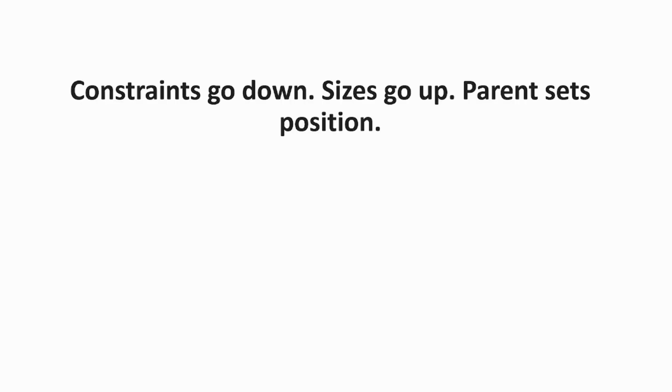Coming back to the slides: constraints go down, sizes go up, parent sets position. This is an important rule in Flutter. Every beginner Flutter developer has to know this. Constraints go down, sizes go up, parent sets the position. We will break it down, but before that, what are constraints? Constraints are basically four doubles, like four parameters: minimum height, minimum width, maximum height, maximum width. These are all the constraints.